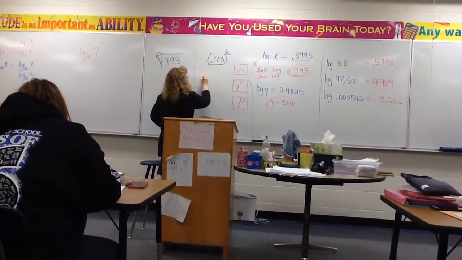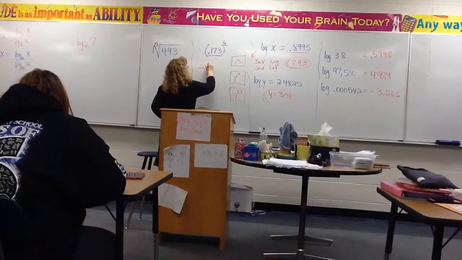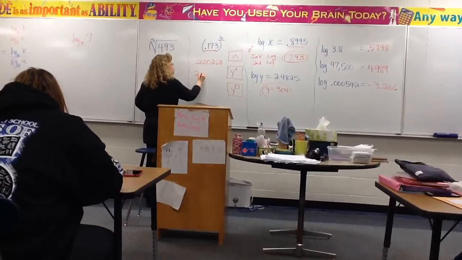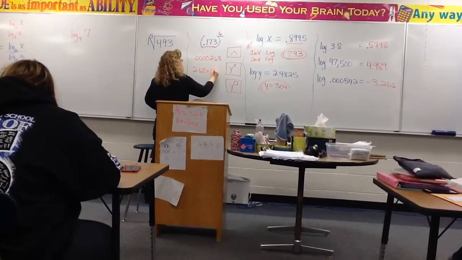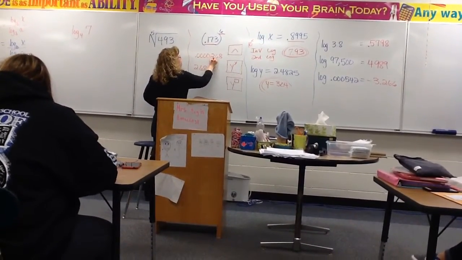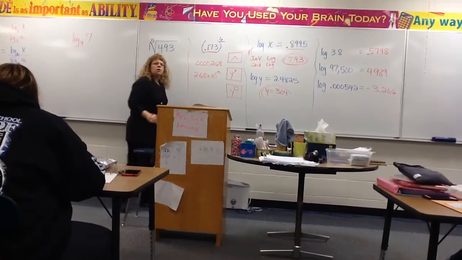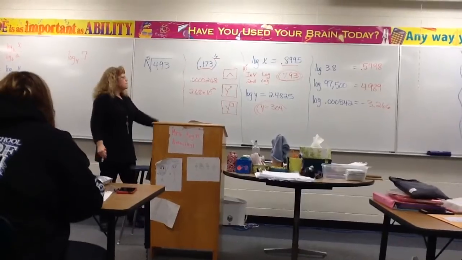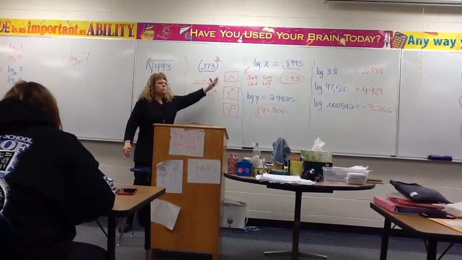And if you do that, you should get 0.0000234268, or if it says 2.68 times 10 to the negative 5, either one of those. I don't care if it's in scientific notation. Everybody good with this one? You have one of those buttons?